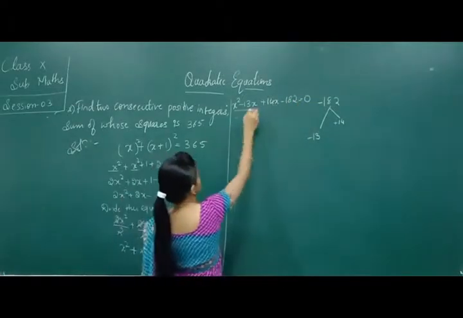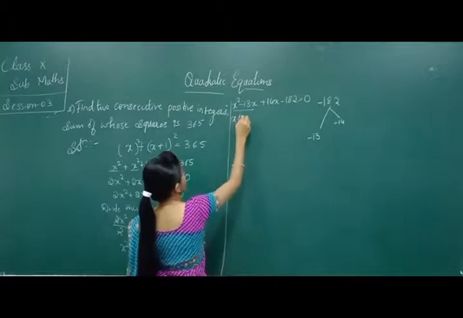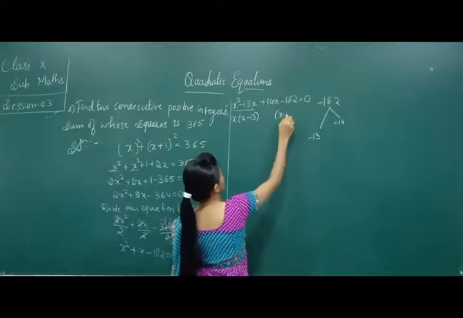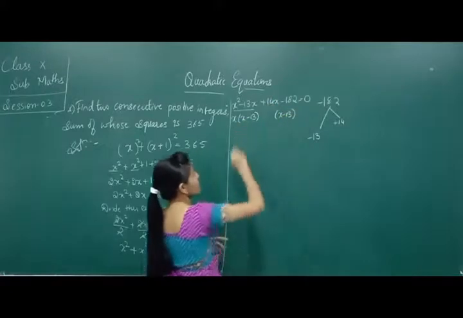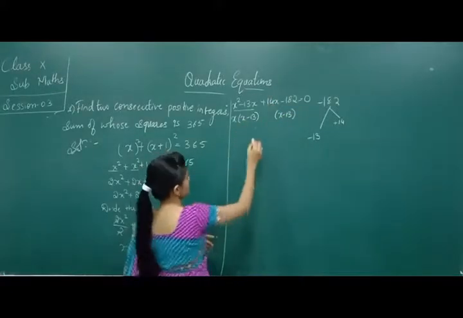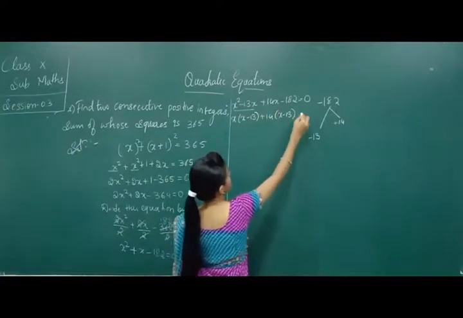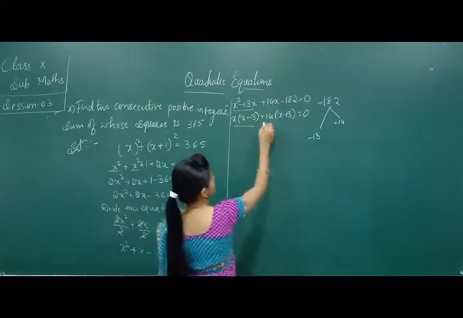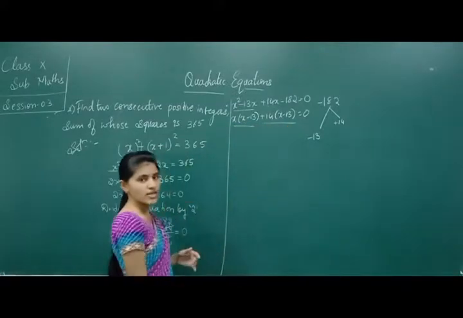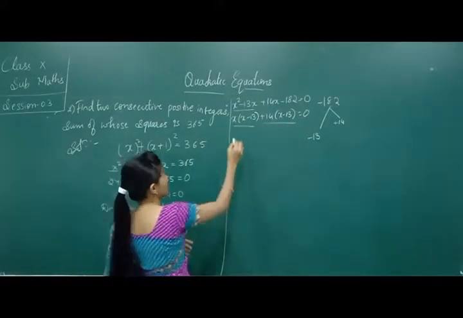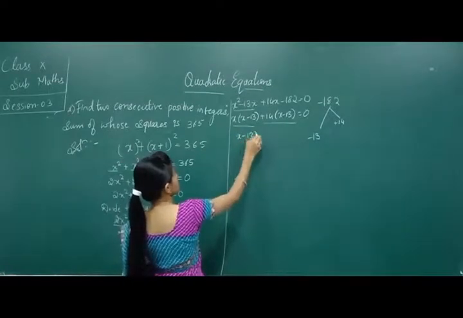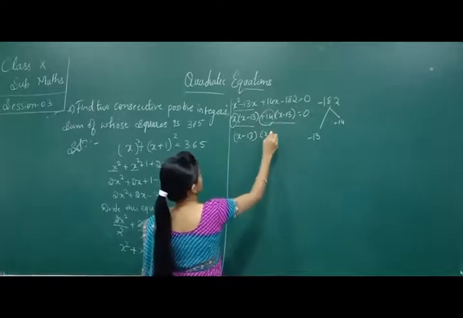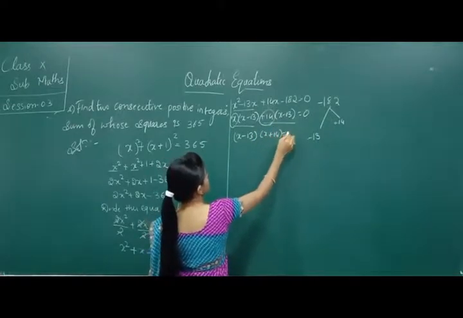Take out the common terms, that is x is common, left with x minus 13. Again write down here the same, x minus 13. What am I left with? I am left with plus 14. This will be equal to 0. So taking out x minus 13 as common, I am left with x and plus 14, that is x minus 13 times x plus 14 is equals to 0.